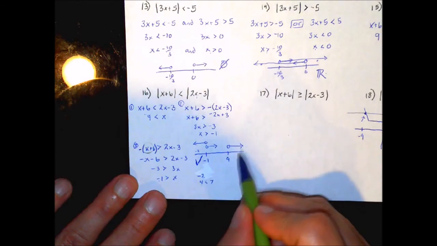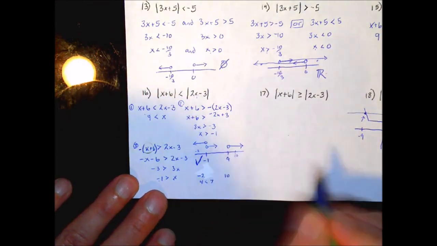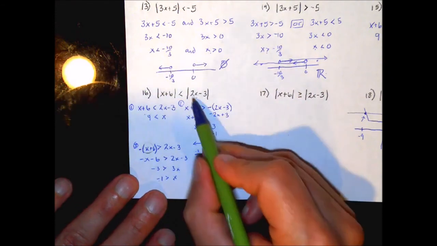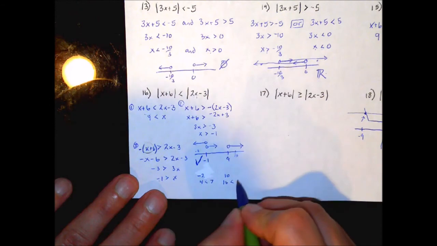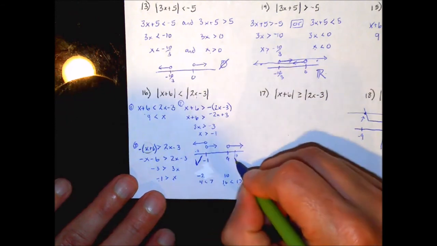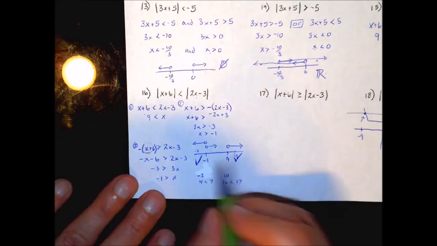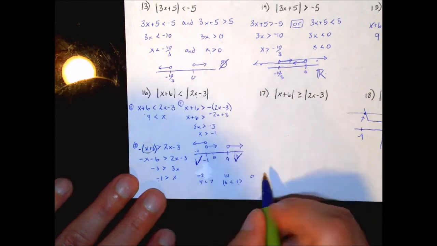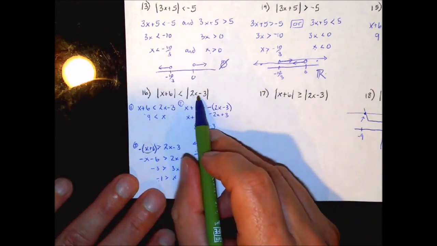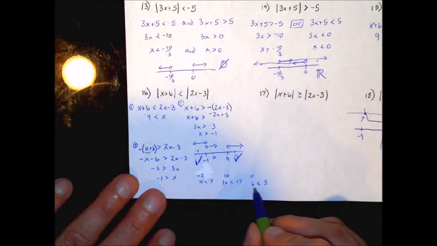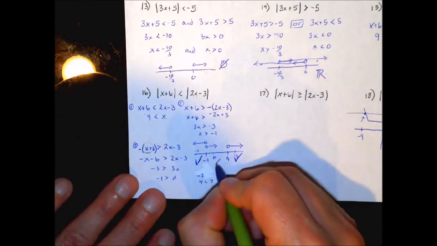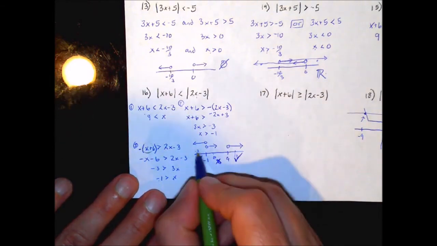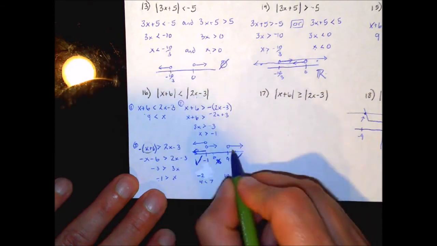Okay, let's check above 9. So let's check like 10. So at 10 would be 16. And 20 minus 3 would be 17. So is 16 less than 17? Yep. So that one works too. Let's check a number in between here. I don't know, like 0. Okay. 0 plus 6 is 6. And 0 would be 0 minus 3. Absolute value of negative 3 would be 3. Is 6 less than 3? Nope. Okay, so our solution would be all those numbers less than negative 1 and greater than 9.